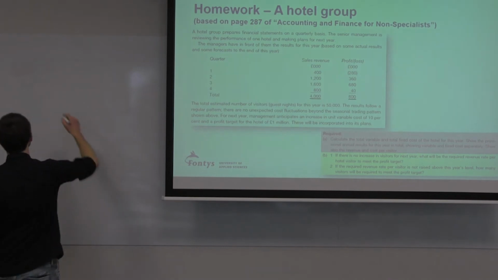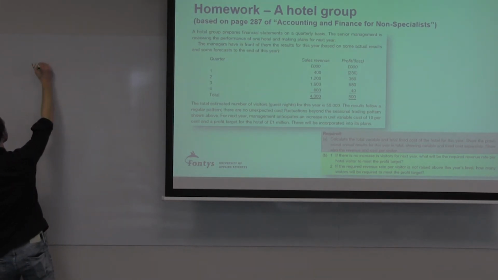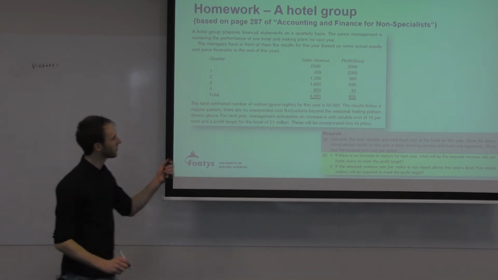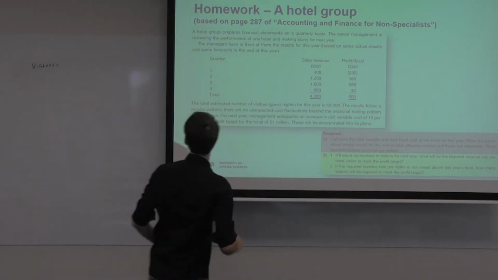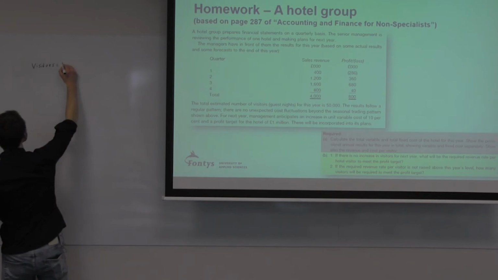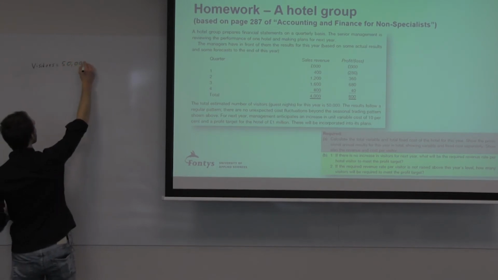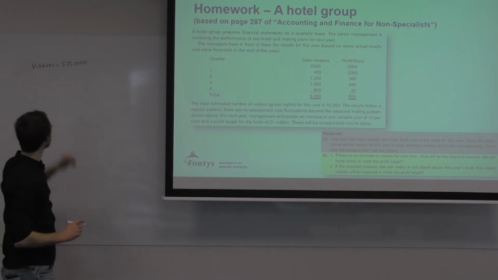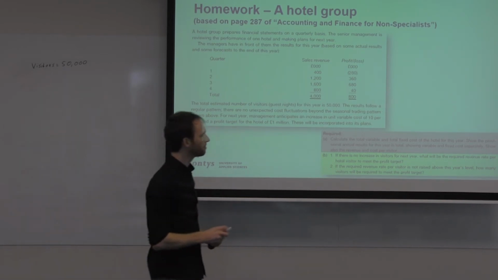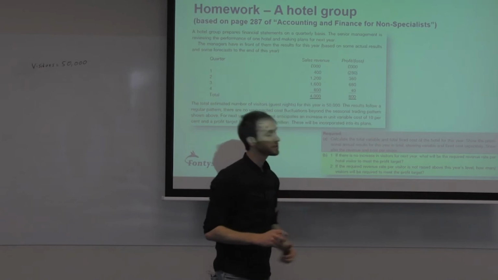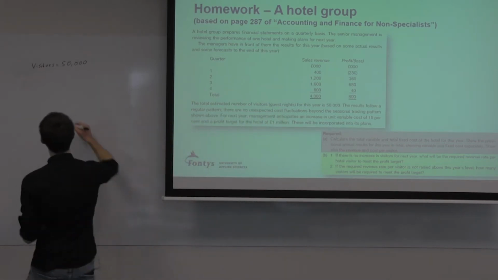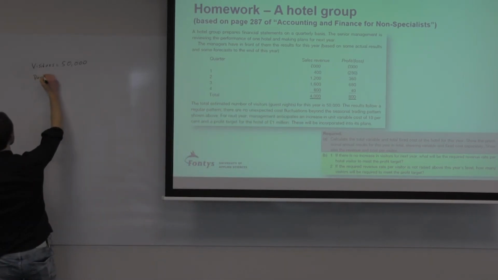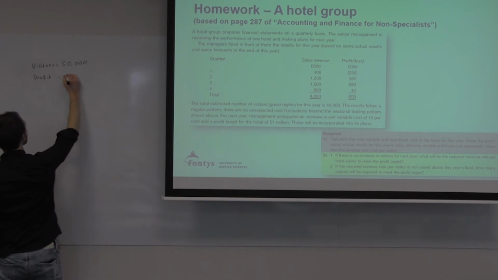So let's just write down some of the values. In the text, we see the visitors are expected to be 50,000, and they say, well, if this doesn't change, then what happens with the other variables? So this is the amount of visitors. The profit target is 1 million.